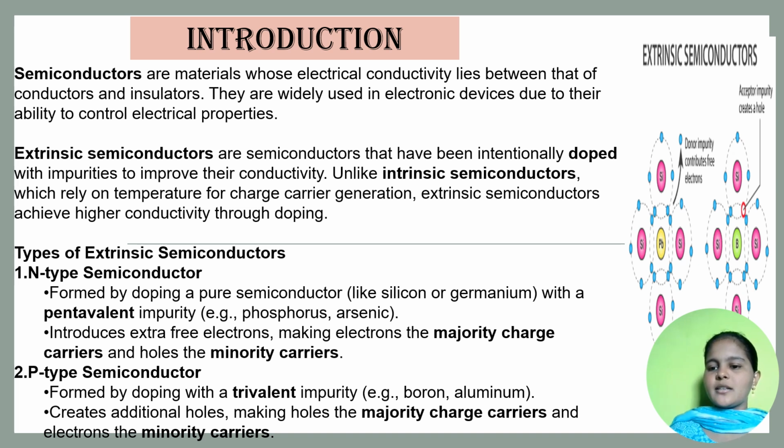N-type semiconductors are formed by doping pentavalent impurities, for example, phosphorus or arsenic, into pure silicon or germanium. N-type semiconductor introduces extra free electrons, making electrons the majority charge carriers and the holes the minority charge carriers. P-type semiconductor is formed by doping trivalent impurities, for example, boron or aluminum. It creates additional holes, making holes the majority charge carriers and electrons the minority charge carriers.